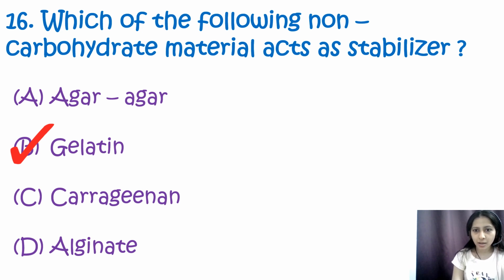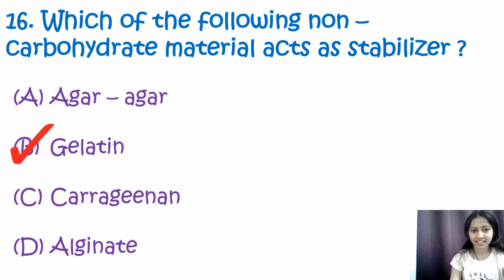But over here agar-agar, carrageenan and alginate are examples of carbohydrates which act as a stabilizer, whereas gelatin is a protein derived from collagen. So over here the non-carbohydrate material which acts as a stabilizer is B, that is gelatin.